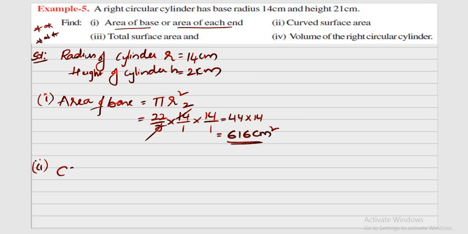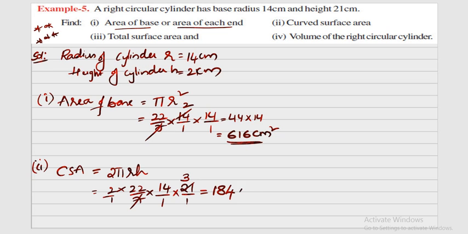Next, CSA of cylinder. What is the formula? 2 pi r h. I can write this as 2 by 1 into 22 by 7 into, what is the radius here? 14 by 1 into height 21 by 1. In the 7 table, this goes 3 times, so 22 2s 44, 44 14 616. Already in the previous one we have done this, so 616 into 3 gives me 1848 centimeter square.